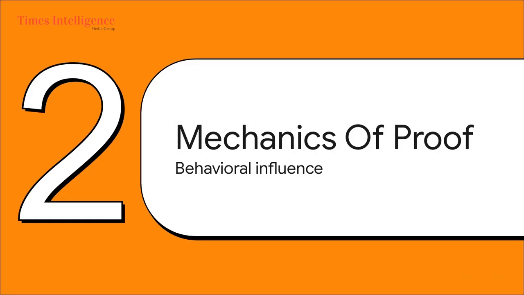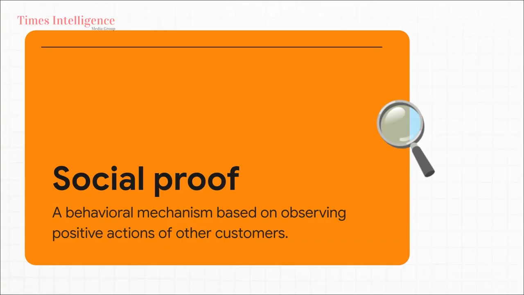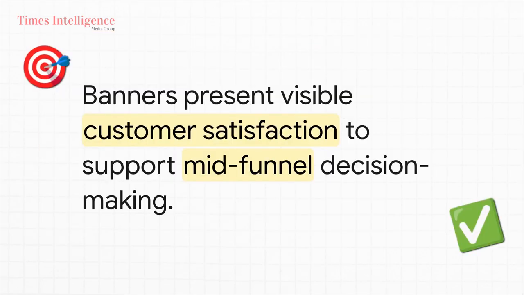Okay, let's dive into this and start unpacking the psychological solution in Section 2, Mechanics of Social Proof. Social proof is formally defined as a behavioral influence mechanism based on observing the positive actions and experiences of other customers. What's truly fascinating here is that this isn't just marketing jargon, right? It's behavioral science. We are literally hardwired to look at what other people are doing whenever we feel uncertain about what to do ourselves.